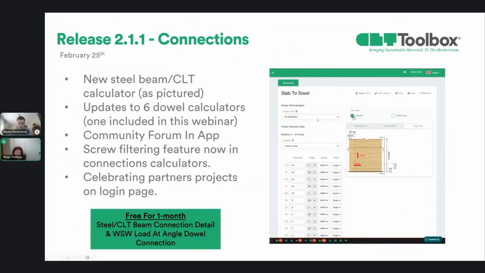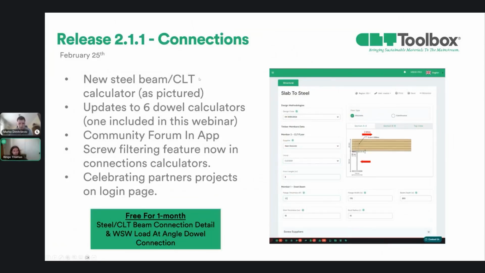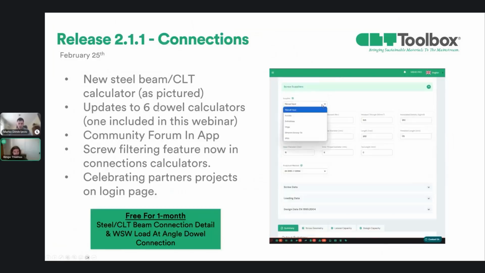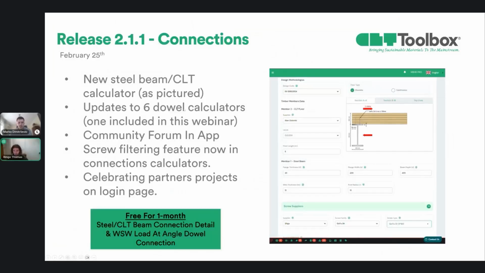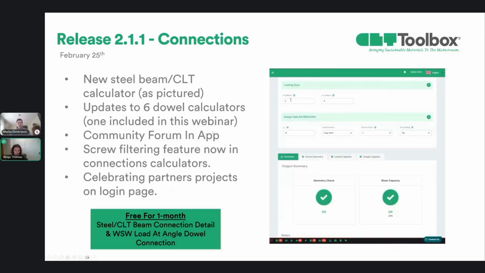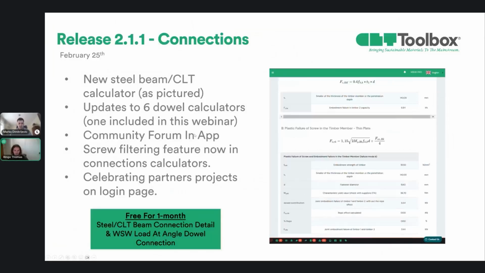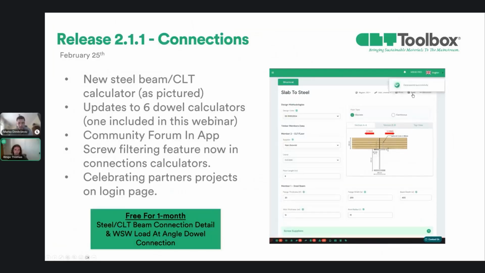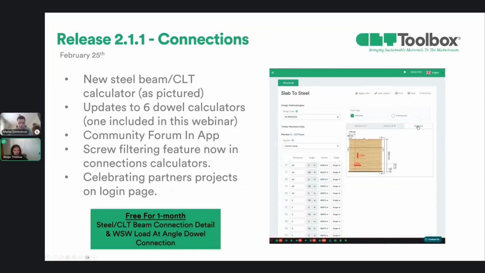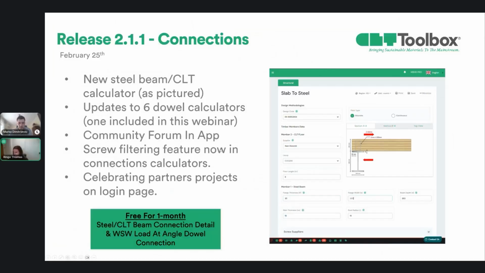This latest release was one that we're very proud of. We released this about a week and a half ago. It was the new steel beam CLT calculator, as you can see, the GIF operating on the side. We updated 6 of the Dowel calculators, and one of them is being used in this webinar today. As you saw, the community forum now exists. Screw filtering now exists, so that when you're using our screw calculators, you aren't accidentally designing with screws that aren't suitable for the scenario that you're designing. And of course, we've updated the partners projects on the login page. And this calculator here will be free for the next month so that you can use it and try it too.